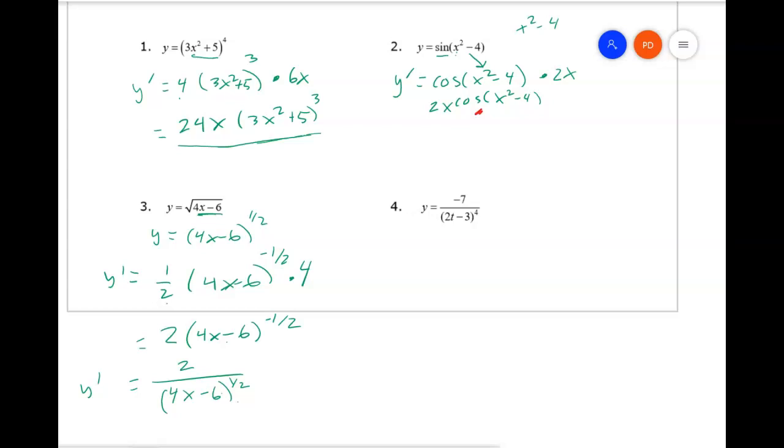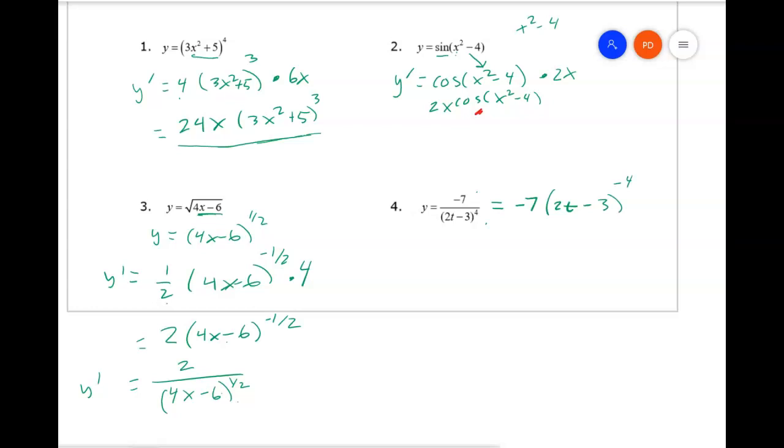Problem 4. I could use a quotient rule here. I have division. That's not necessarily the easiest way to do this one. You stop the video now if you want to try this one. What I would do with this one is rewrite the problem to be -7 times 2t minus 3 to the -4. Now I have a power rule again. I don't need the quotient rule.